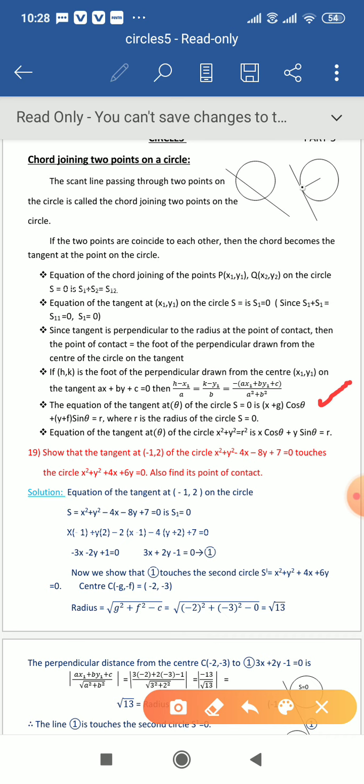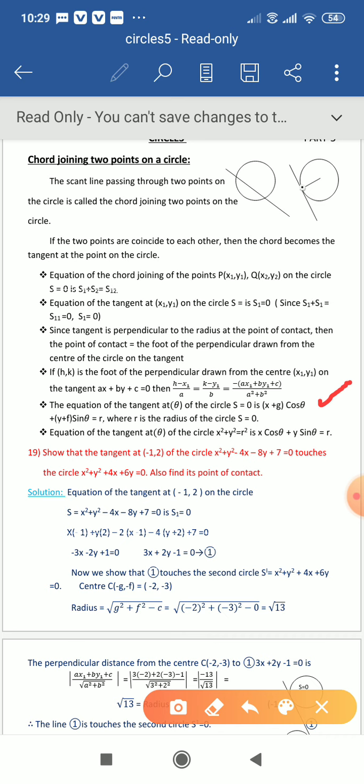Now we have another formula, the equation of the tangent at (x1, y1). The equation of the tangent at (x1, y1) is nothing but S1 = 0. You know S1: x x1 + y y1 + g(x + x1) + f(y + y1) + c = 0 is the equation of the tangent at a point. y + f = m(x + g) ± r√(1 + m²) is also a tangent, but that is in the slope form, if m is the slope. S1 = 0 is the equation of the tangent at the point (x1, y1).